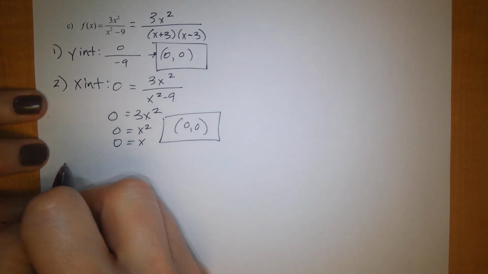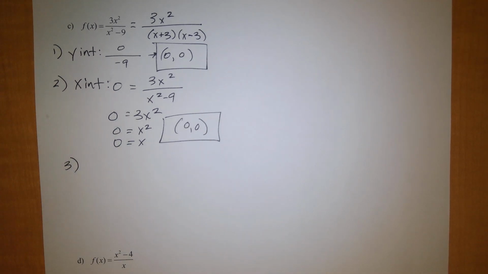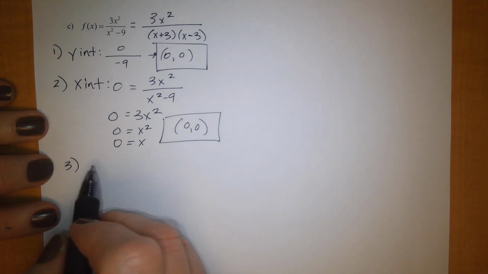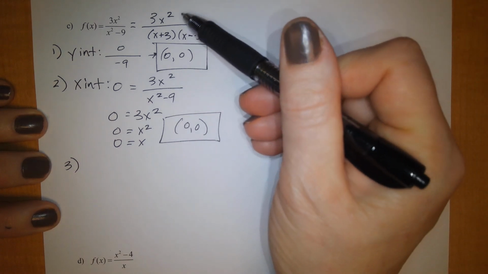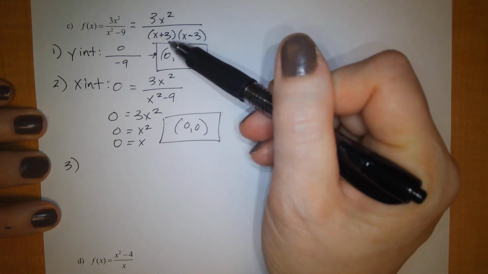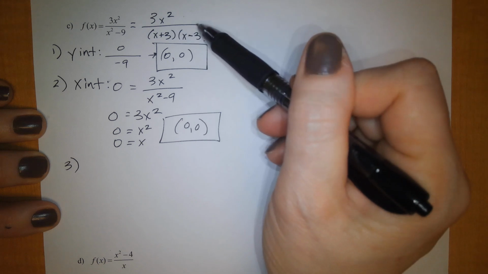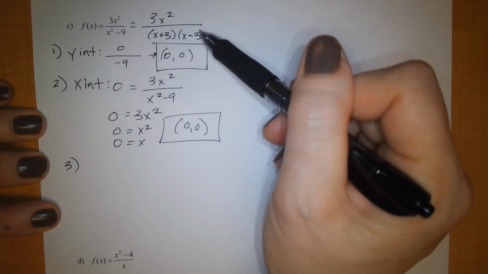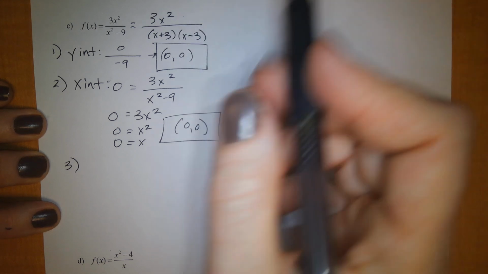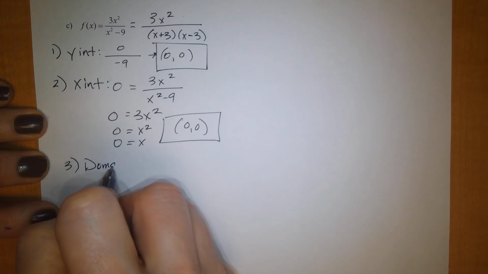Step 3, we were asked to find any vertical asymptotes. In order to find vertical asymptotes, you always want to reduce this factored form as far as possible. It's already fully reduced. There is nothing I can cancel, both top and bottom, since there's no factors that are similar. Since it's already in factored form, we state what is the domain.